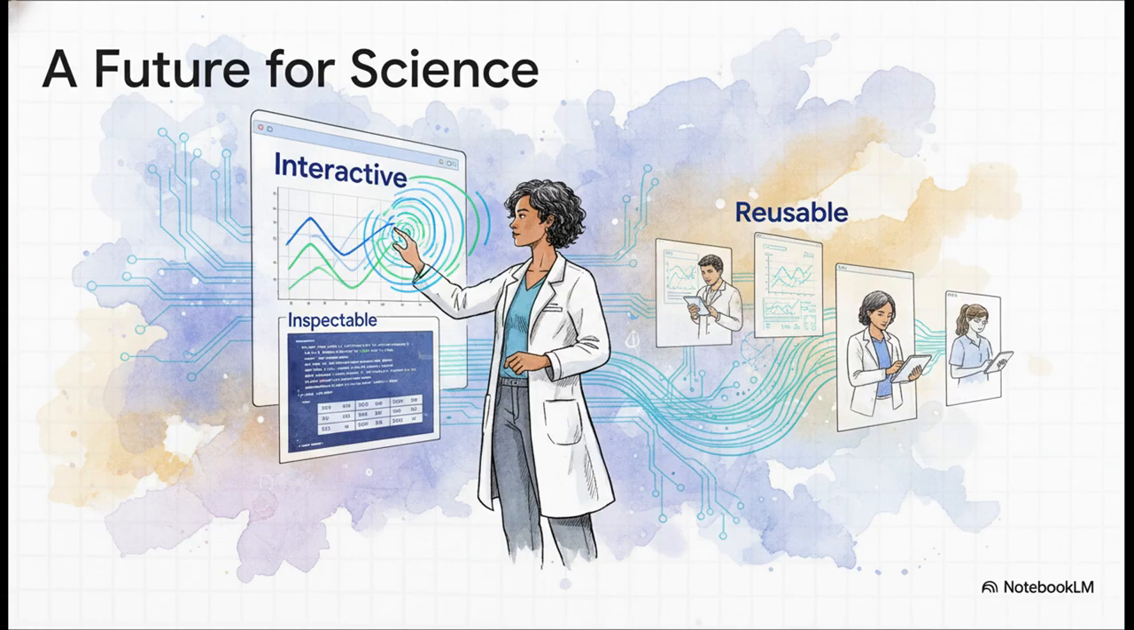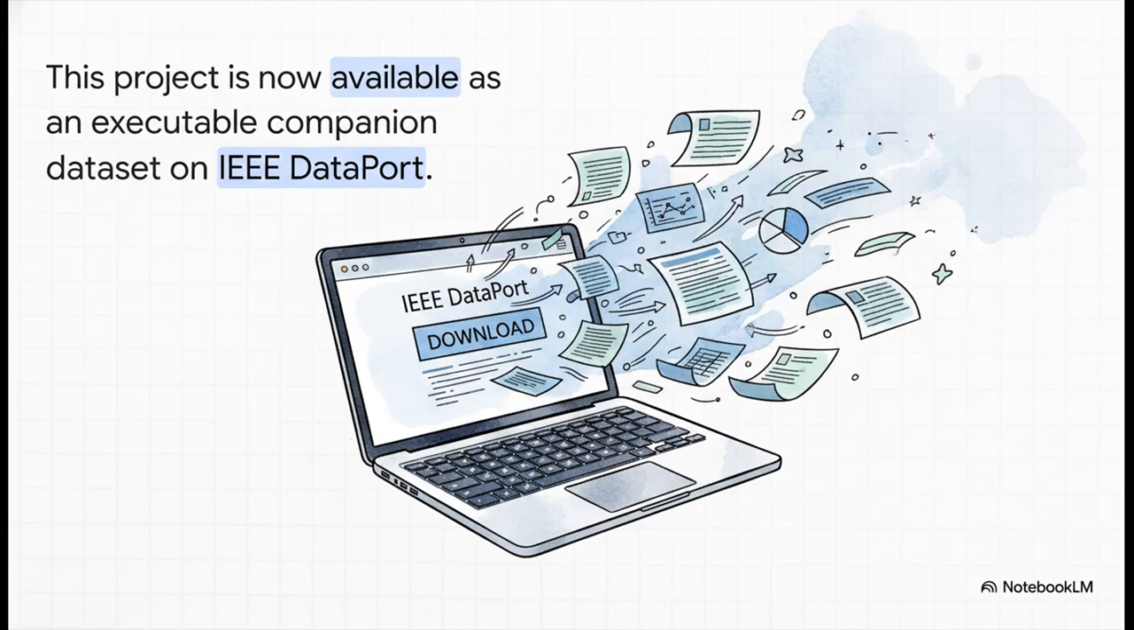I mean, just imagine a future where scientific literature is fully interactive, where you can run simulations right from the document you're reading. A world where you can easily inspect the author's assumptions and reuse their work, not by retyping it, but just by running it. That would accelerate discovery like crazy. And hey, this isn't just some sci-fi concept. This specific project, this executable companion to the 1985 phase shifter paper, is available right now for you to explore on IEEE DataPort. You can go download the code and the data and see it for yourself.